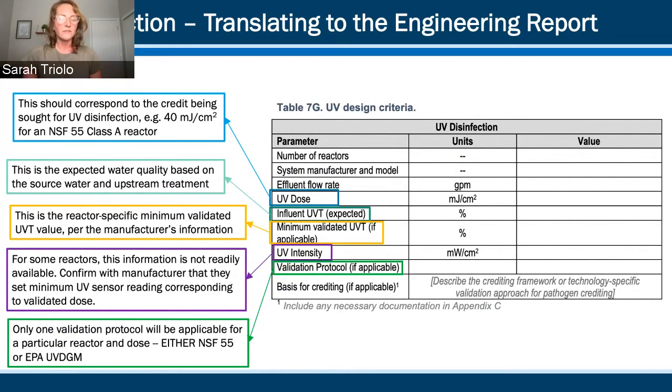And then for the validation protocol, for any given reactor there's only going to be one applicable validation protocol. So it doesn't actually make sense to say NSF55 and EPA, right? It's going to be one or the other. Some reactors might have both types of validations, but you're going to be identifying the conditions associated with one of those validations, and that information will go in this table. So the validation protocol should either say NSF55 or it should say EPA UV disinfection guidance manual.